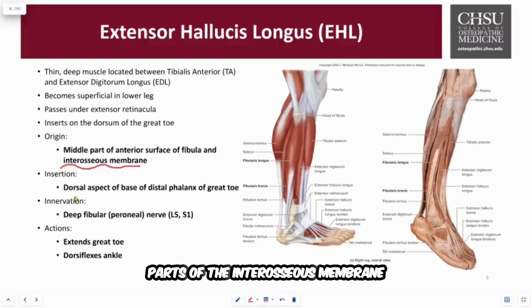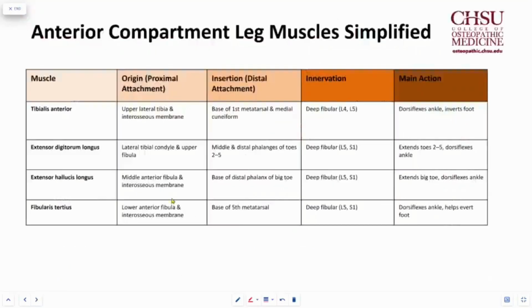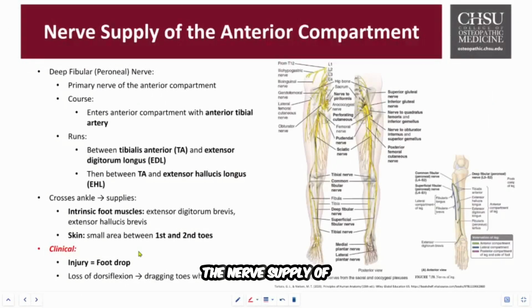the interosseous membrane. Insertion goes to the distal phalanx of the great toe. Over here with the extensor hallucis longus. Here is a cheat sheet of the key muscles, their origin, insertion, the proximal and distal attachments, the innervation, along with the key actions. The nerve supply of the anterior compartment.